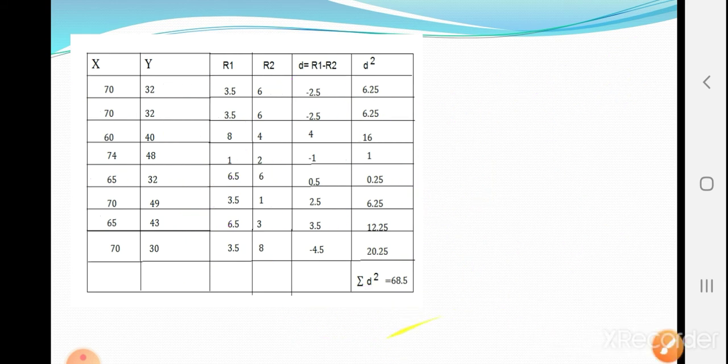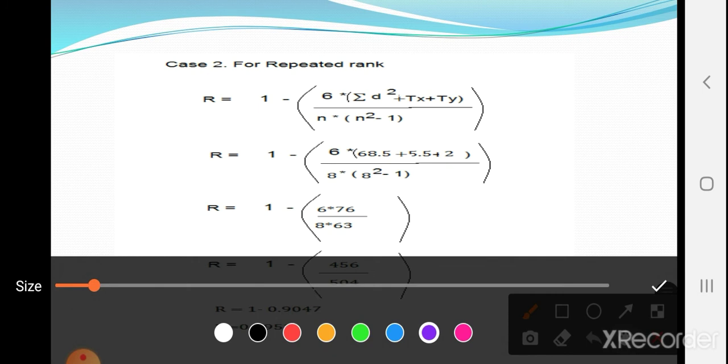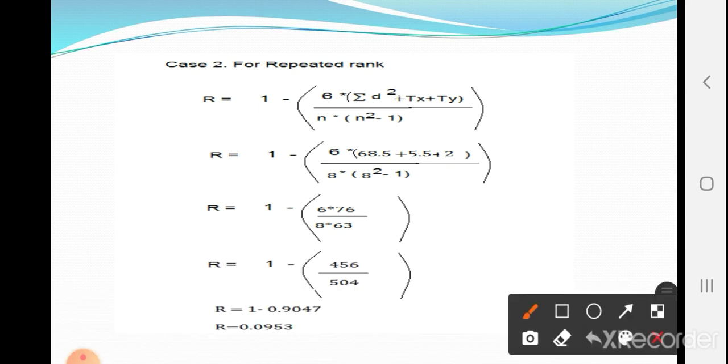So what is the formula for calculating the R, that is Spearman's rank correlation coefficient for repeated rank? Formula is 1 minus 6 into, in bracket, summation D square plus Tx plus Ty, divided by n into n square minus 1. Here n is the number of observations and we are given the 8 observations. So n value is 8. So, summation D square is 68.5.